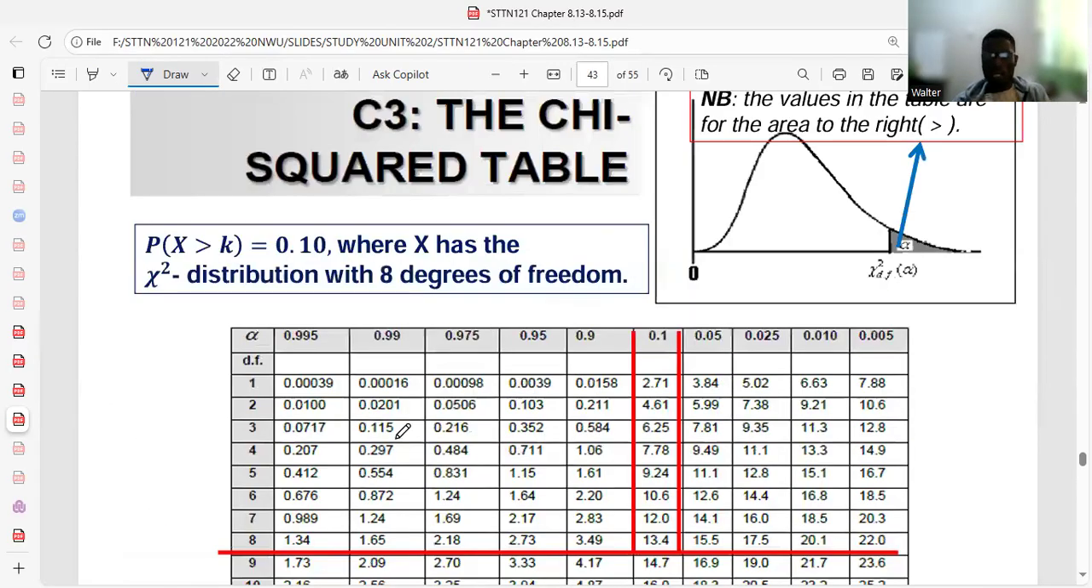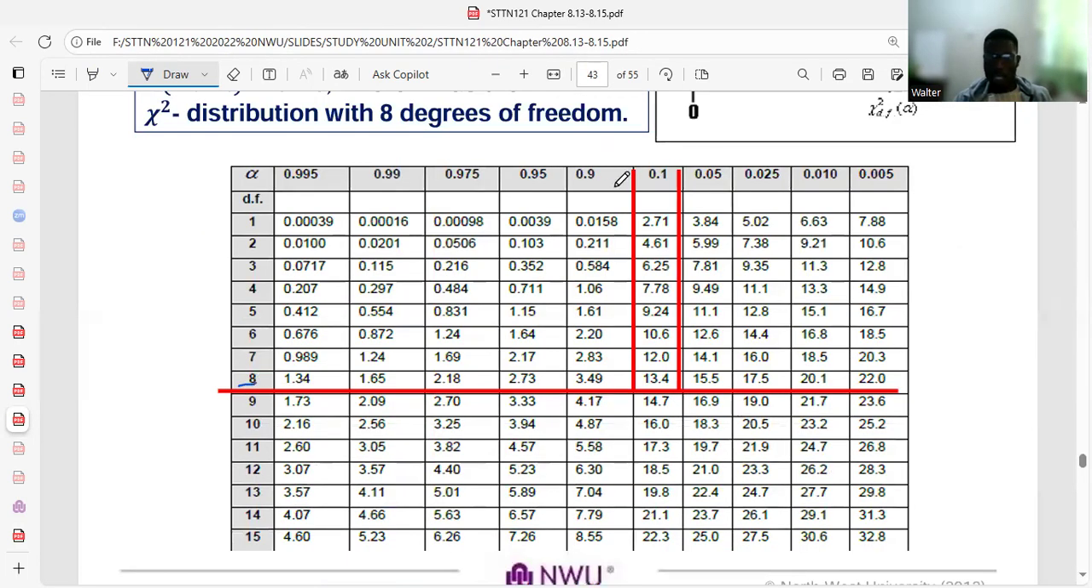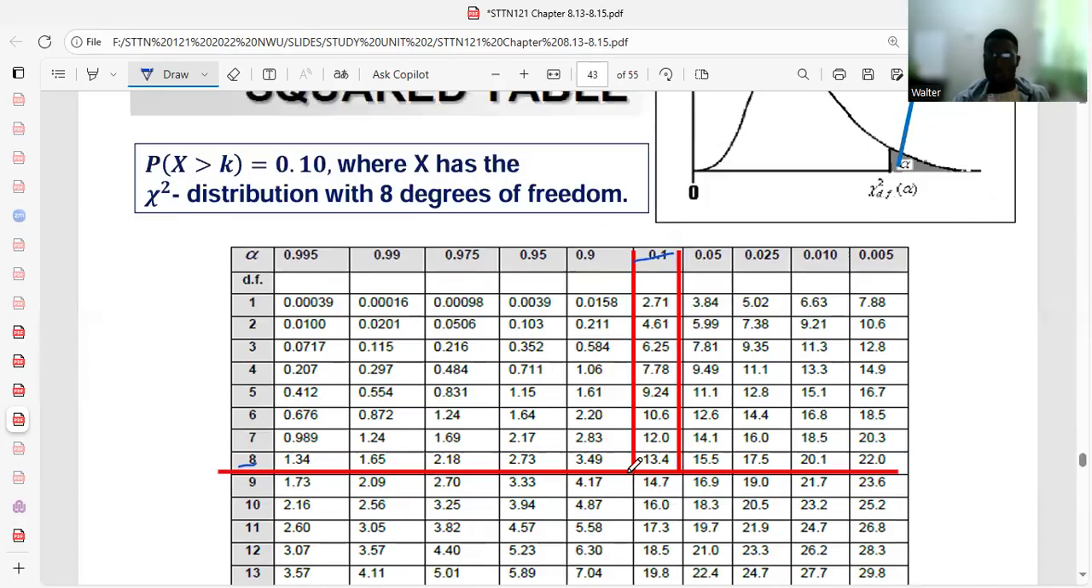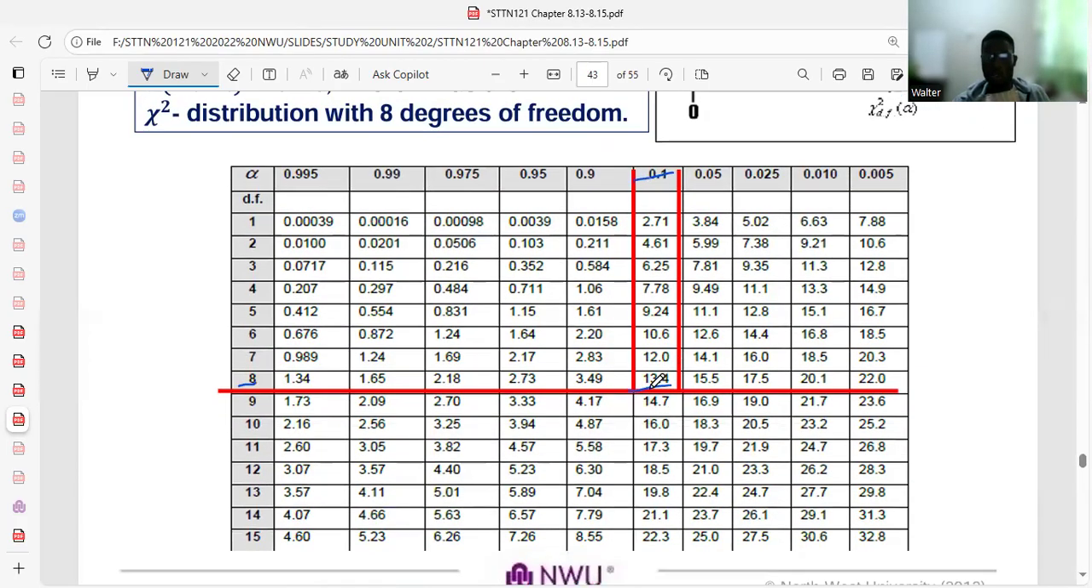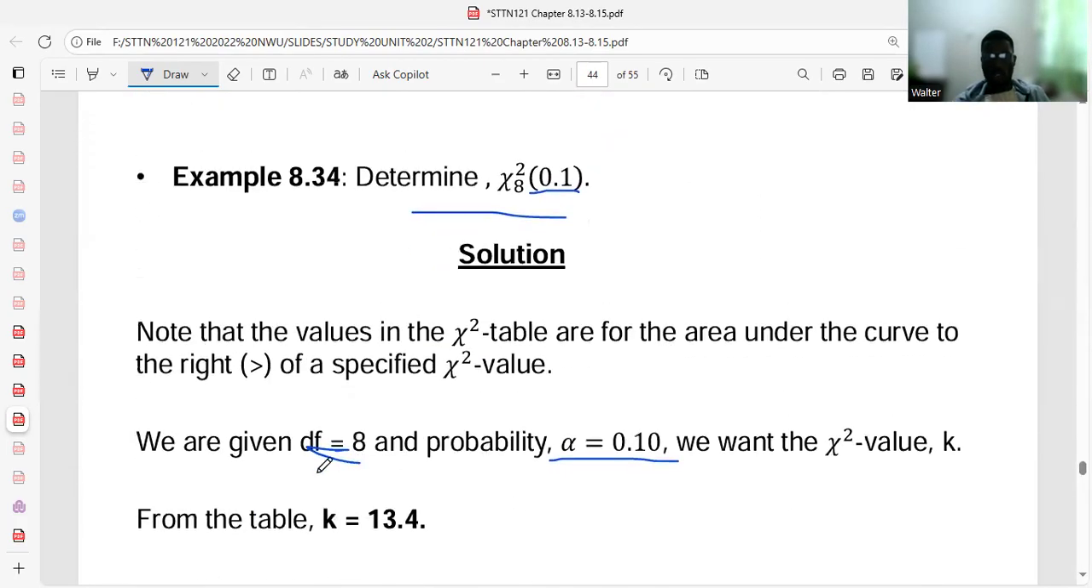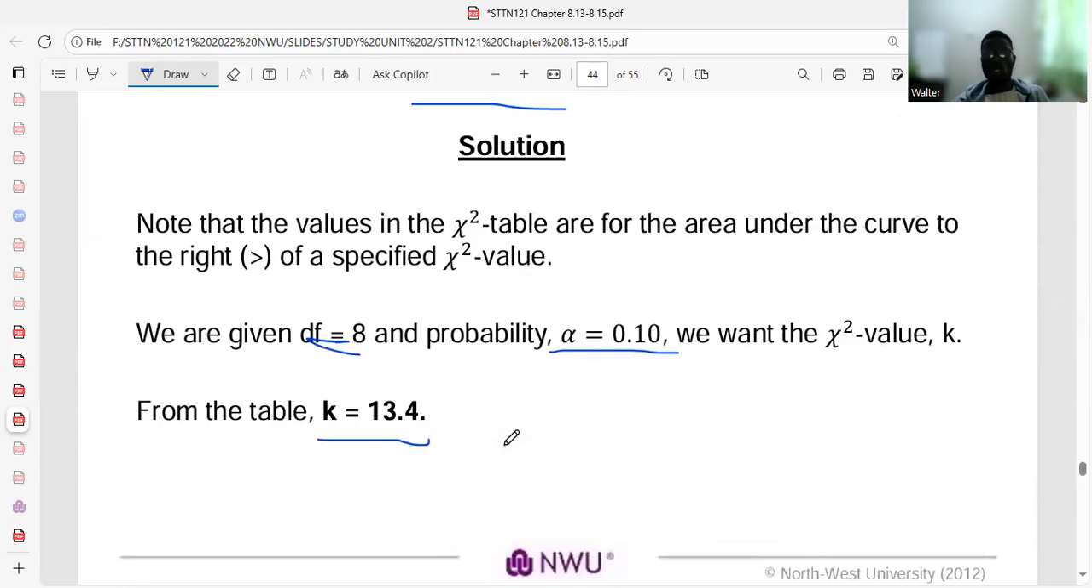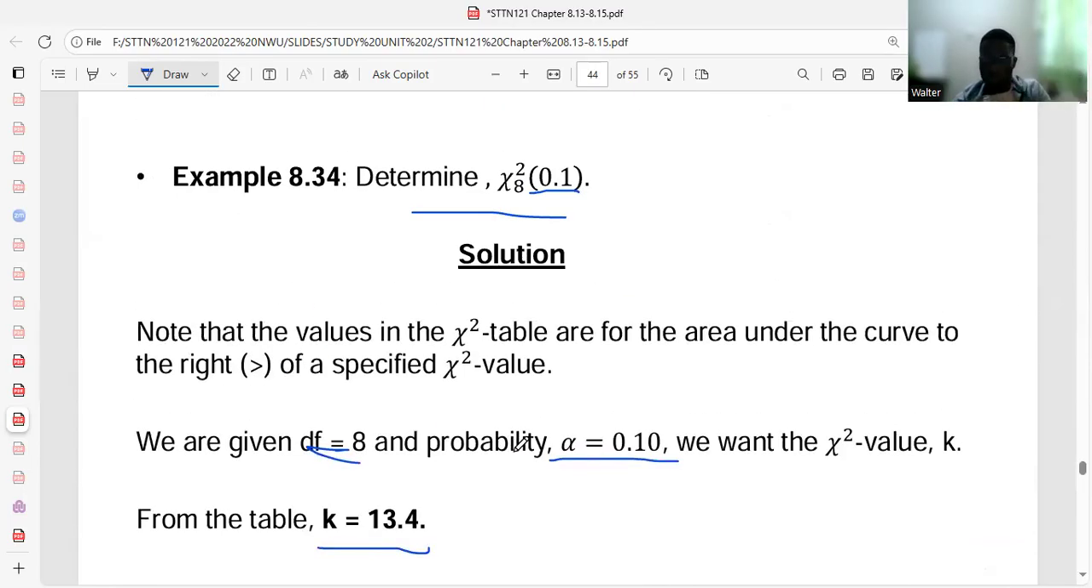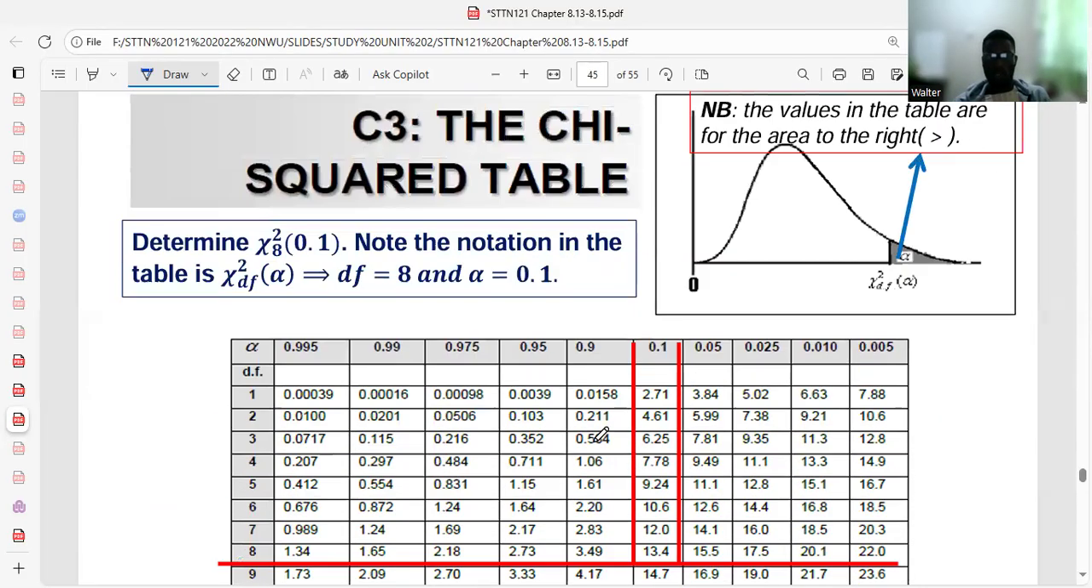Guys, remember, with regards to these tables, you will be given the chi-square table for 0,1, the chi-square table for 0,05, and also 0,10 or 10%, 5%, and 1%. So when you check here, you check 8, you check under 0,1, which will give you the value of the chi-square as 13,4. The value of k there was 13,4. You see, the chi-square is easy because they will give you the degrees of freedom and the alpha value. Then you just go to the table, and you get that value.